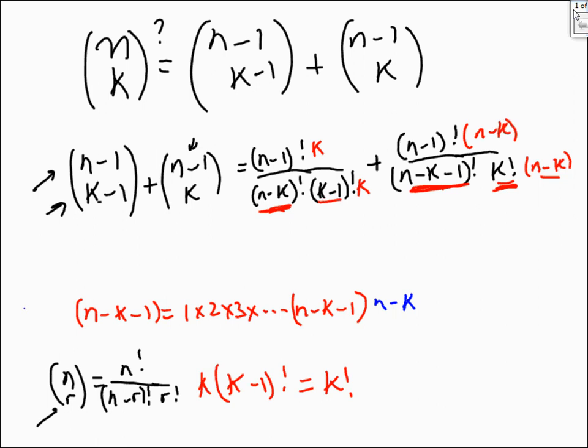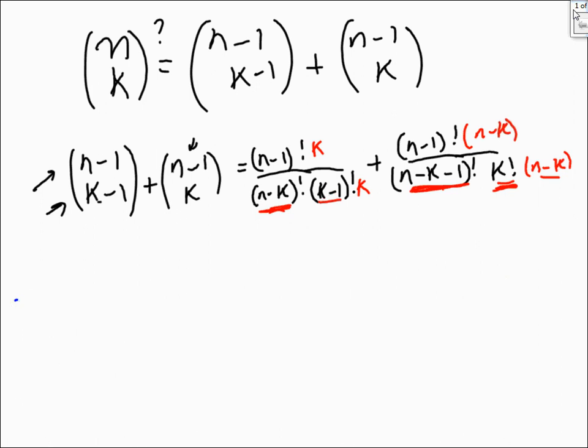We'll multiply this side by n minus k. Well, on the right side, we have 1 times 2 times 3, dot, dot, dot, all the way up to and including n minus k when no values are missing. So that's going to be n minus k factorial. So now, both denominators are exactly the same. Both denominators are n minus k factorial times k factorial.